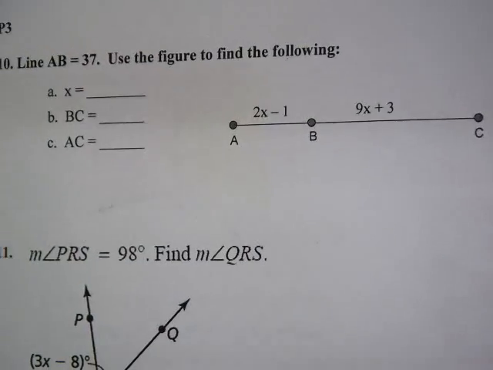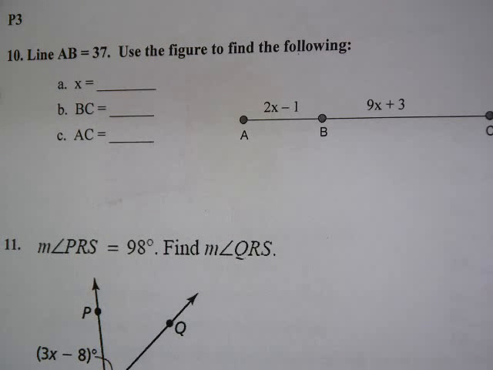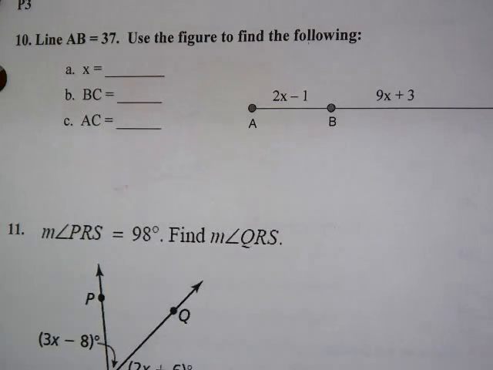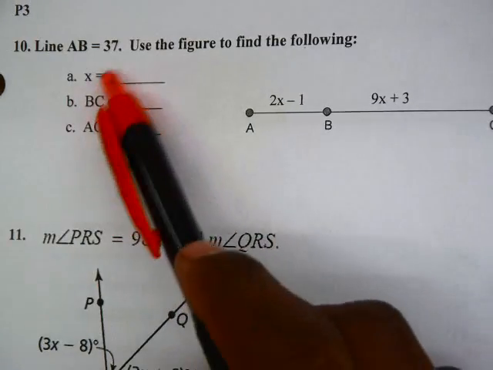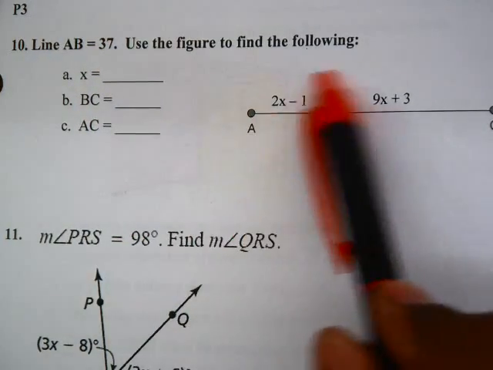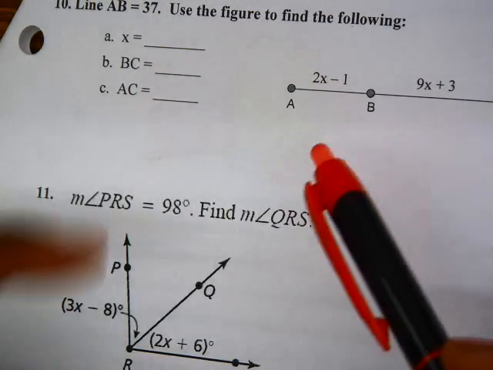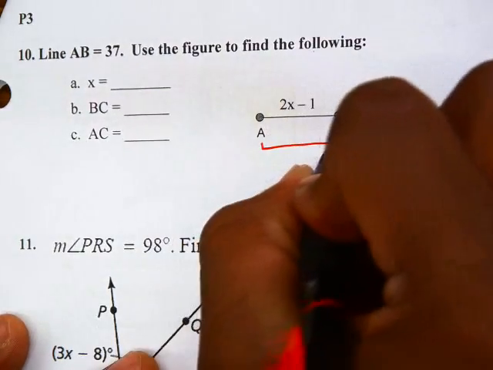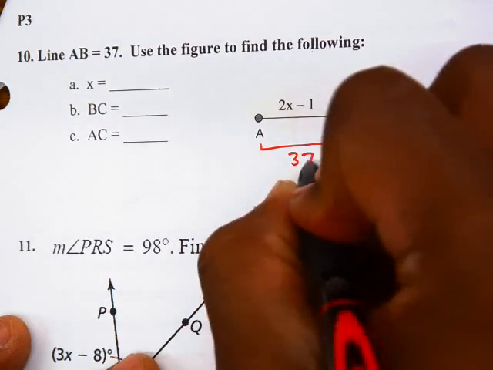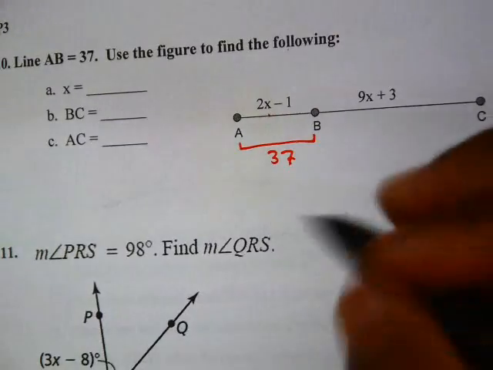Number 10 says line AB is 37, and just use the figure to find the following: x, BC, and AC. Now, this is kind of a tricky problem. Usually, they give you the total up here, the whole length. So a lot of students will think, oh, all the way across here is 37. Not true. Make sure you read the problem. It says AB is equal to 37. Just this length right here is 37. So what has to be true is that this 2x minus 1 has to equal that 37.